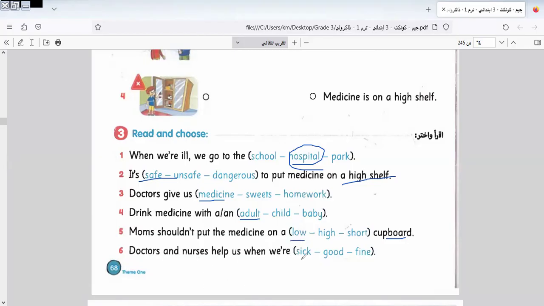Doctors and nurses help us when we are sick. When we are fine? Wrong. When we are good? Wrong. They help us when we are what? When we are sick. Let's continue the rest of the exercise. This depends on this part.